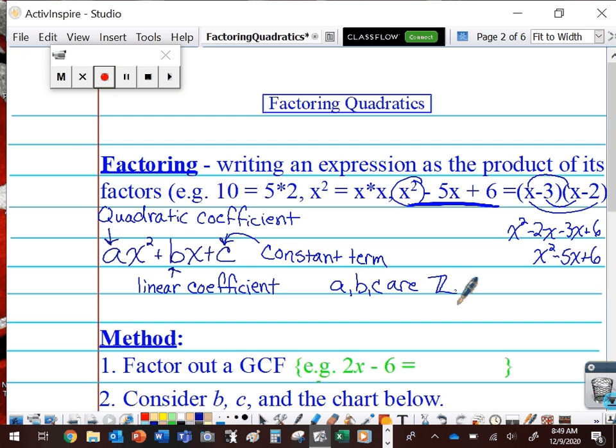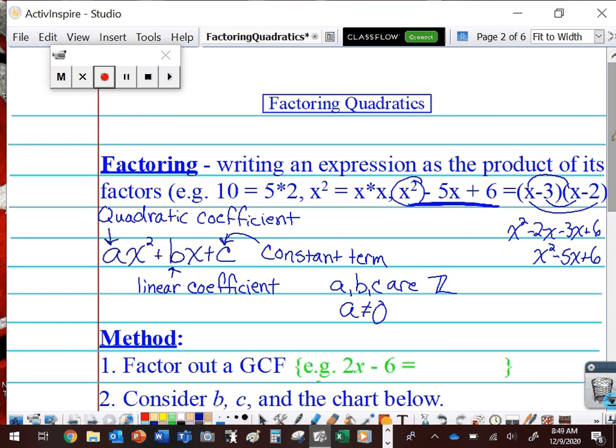For each of those. Okay, and remember that Z with the double slash means integers. Those are your counting numbers, their opposites, and 0. But the catch is a cannot be 0. If a is 0, then we don't have an x squared. B and c can be 0. And we're going to take a look at what happens in some special cases when b or c equals 0.